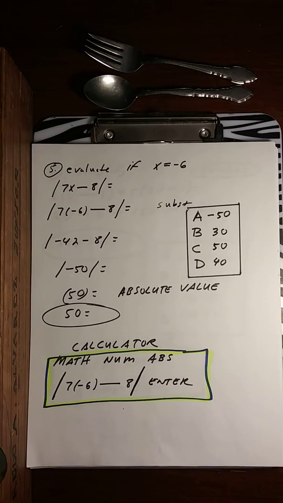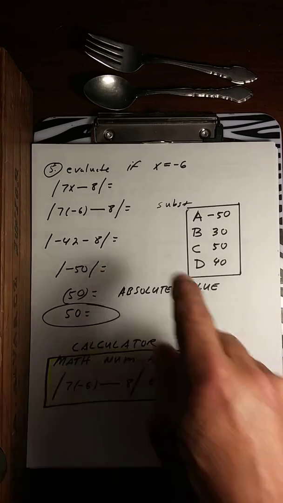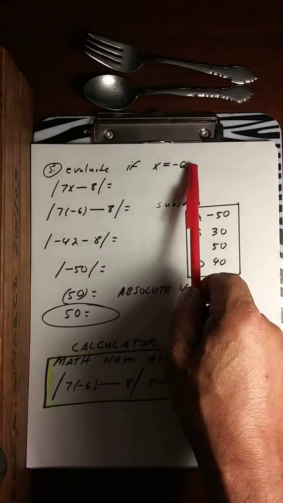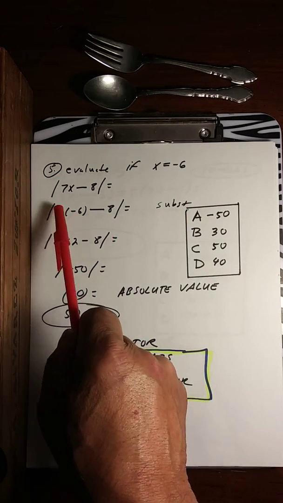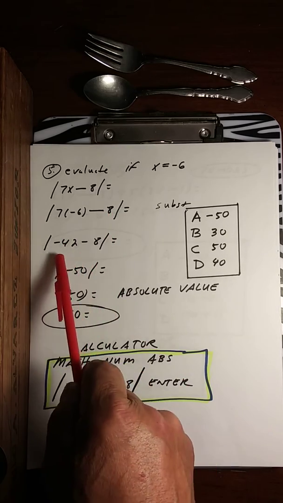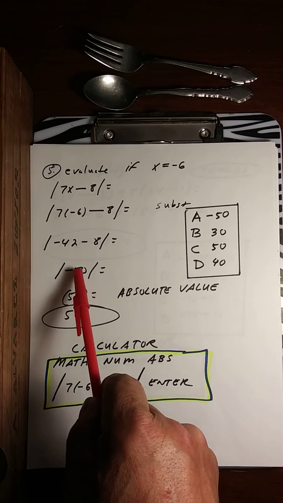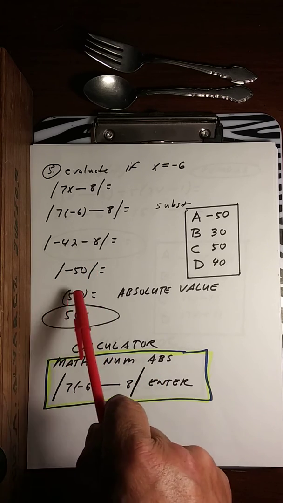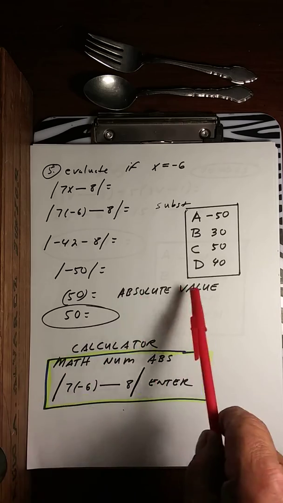Number 5. Evaluate if x equals -6. Absolute value of 7x minus 8. Put the number in there. So 7 times that is -42. Bring the -8 down. And -42, -8 is -50. Absolute value of -50 is 50. And we can just take the negative sign off. It's 50 for absolute value. And the answer is right there.